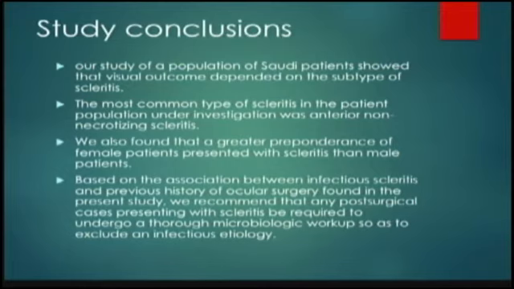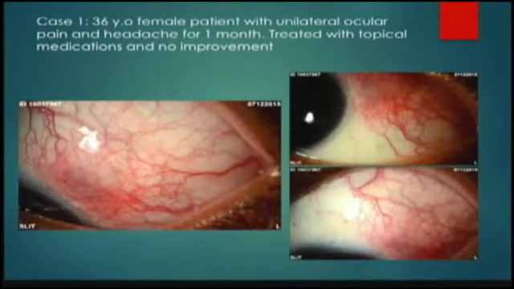So in the study, we conclude that the Saudi patients showed the visual outcome depends on the subtype of scleritis. The most common type of scleritis in the patient population under investigation was anterior non-necrotizing scleritis. We also found a greater prevalence of female patients presenting with scleritis than male patients. And based on the association between infectious scleritis and previous history of ocular surgery found in the present study, we recommend that any post-surgical cases presenting with scleritis undergo thorough microbiological workup to rule out the infectious etiology.